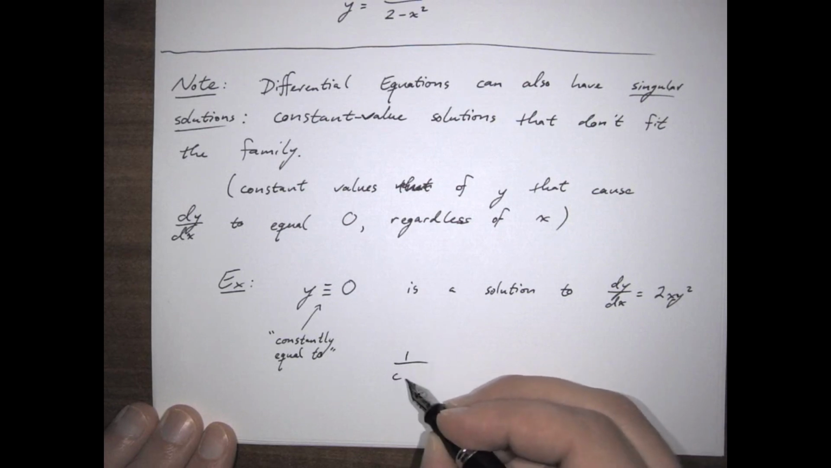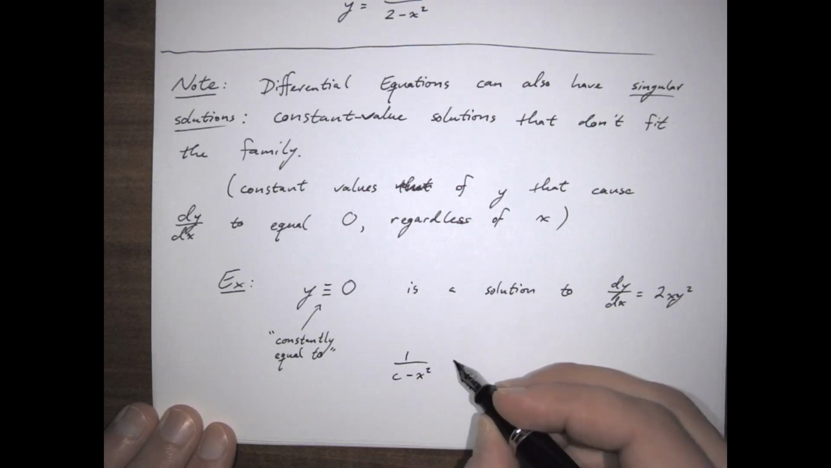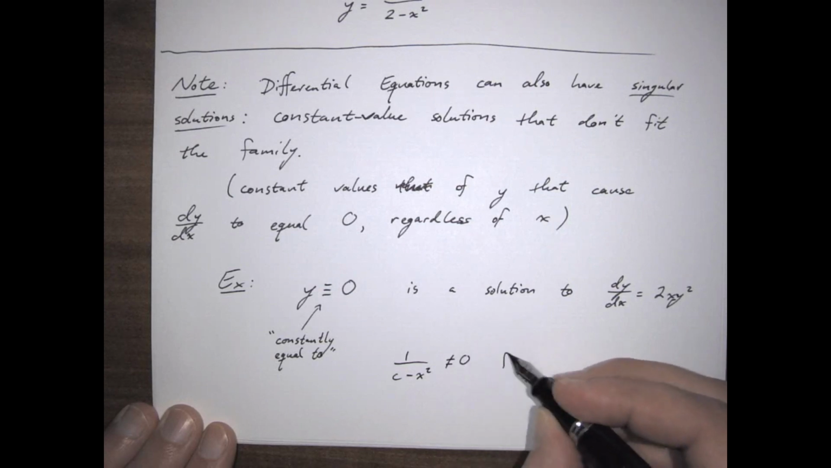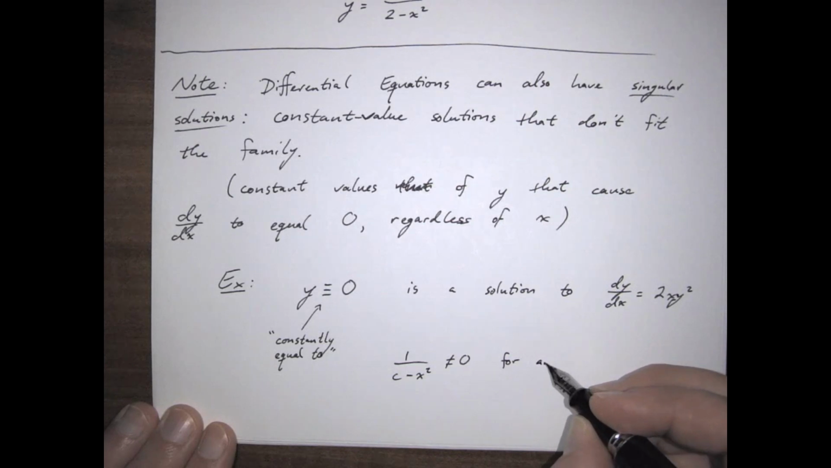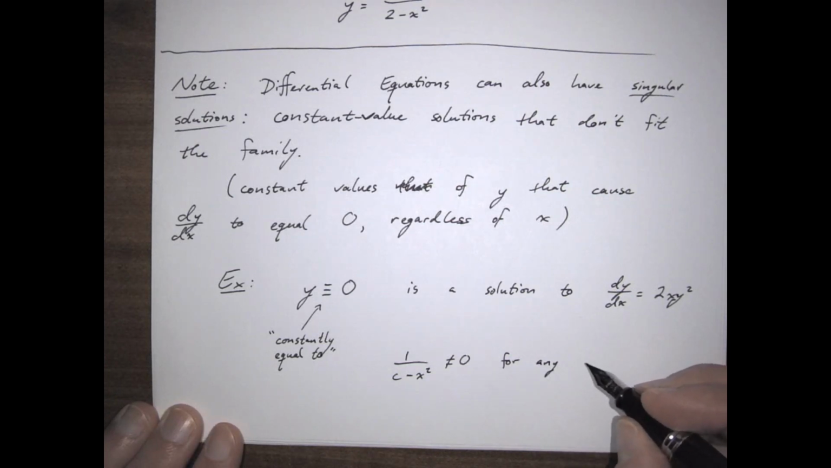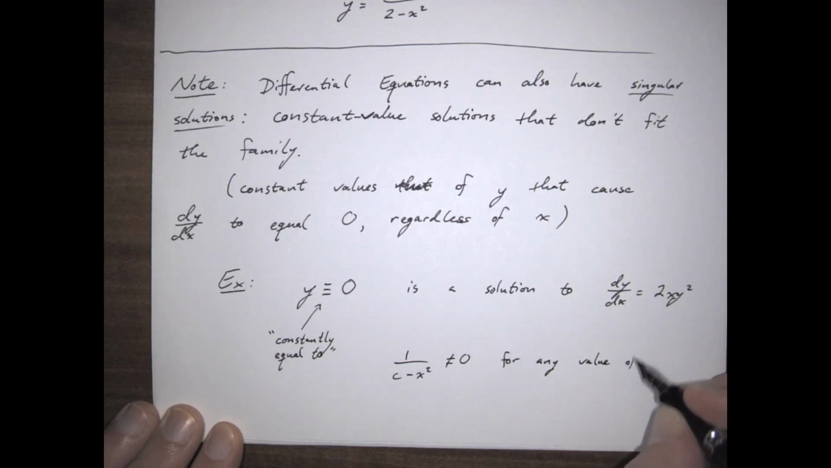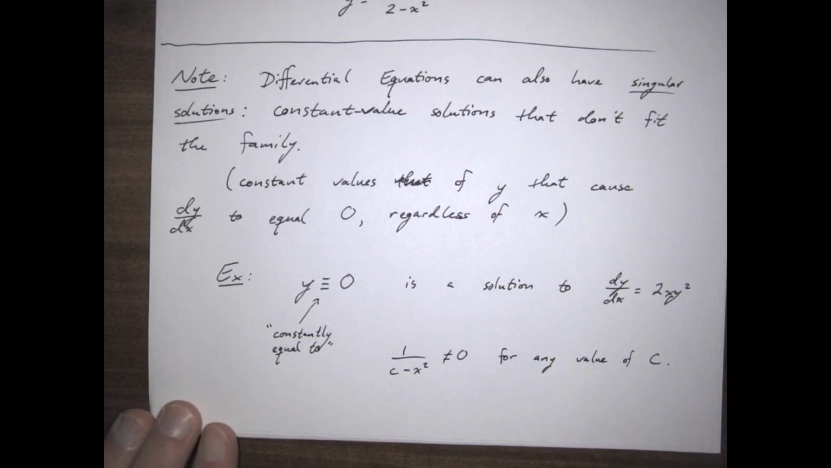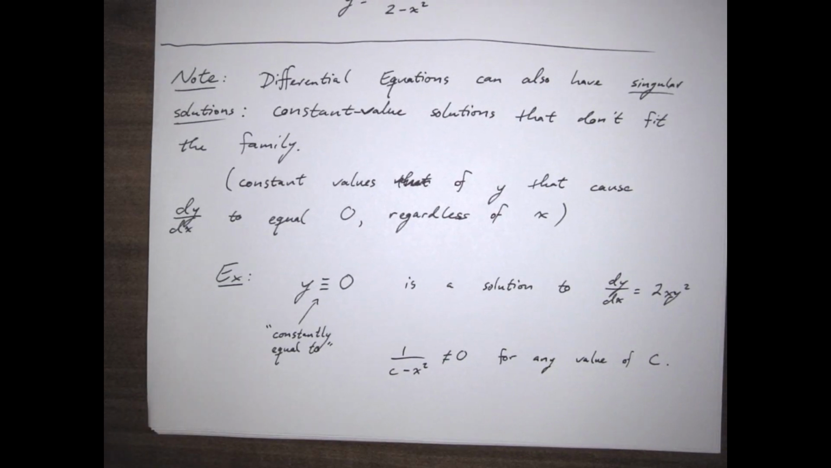1 over c minus x squared. So this is not equal to 0 for any value of c. And it's not only not constantly equal to 0, it's in fact never equal to 0 for any real number c and real number x, because there is no real number that you can divide 1 by to produce 0. It would have to be an infinite number. Okay, so these are an exception to the families of solutions.